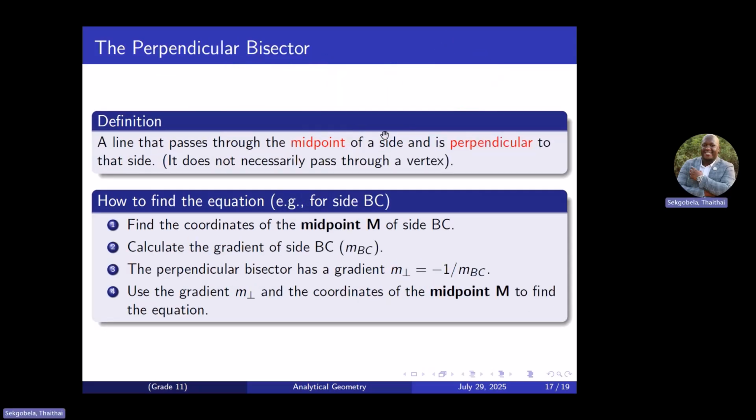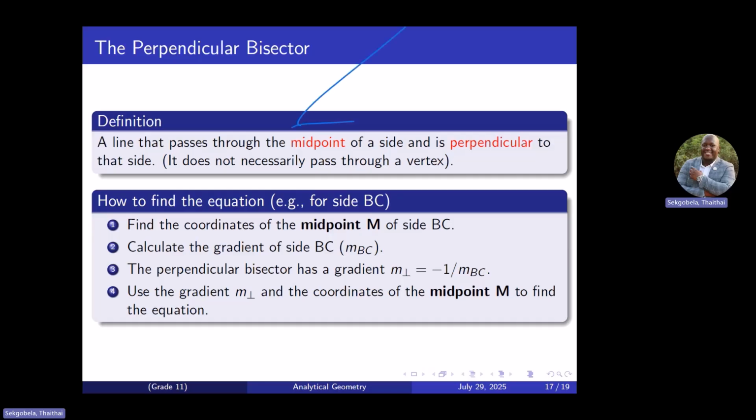The other one we're saying is the perpendicular bisector, a line that passes through the midpoint of a side and is perpendicular to that side. It does not necessarily pass through what? Through the vertex. So they say find the coordinates of the midpoint M of side BC, and then calculate the gradient of side BC. The perpendicular bisector has a gradient equal to the negative reciprocal of that. Using the gradient and the coordinates of the midpoint M, find the equation.